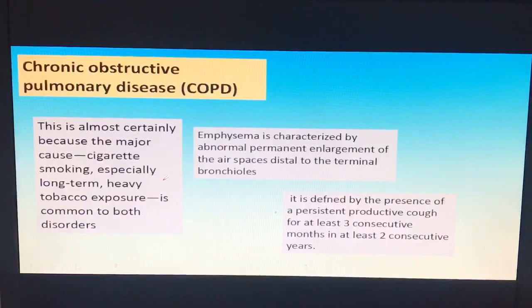Let's continue with obstructive disease of the lung. Now the first topic here, COPD, chronic obstructive pulmonary disease. In COPD, we have two parts here. One is emphysema and one is bronchitis. Emphysema is one and second here is bronchitis.